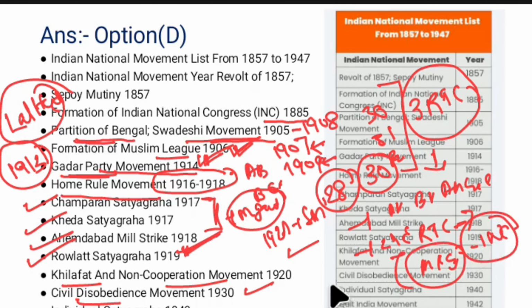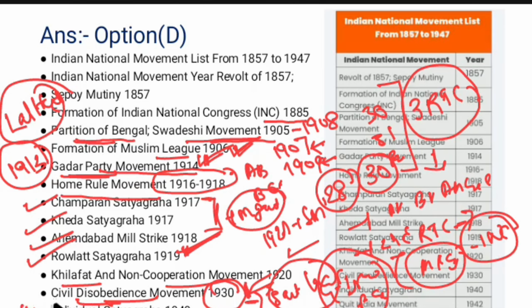So after the Gandhi-Irwin Pact, remember all these points. And CDM in the year 1930. So what happens? Basically, Mahatma Gandhiji performed the Dandi March and broke the Salt Law.